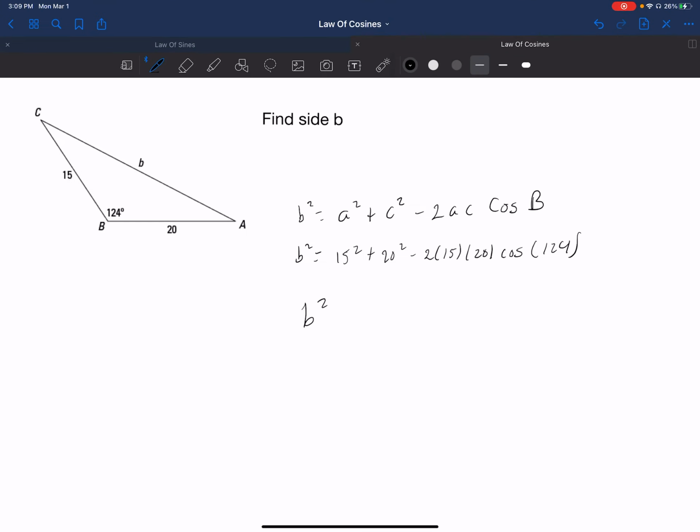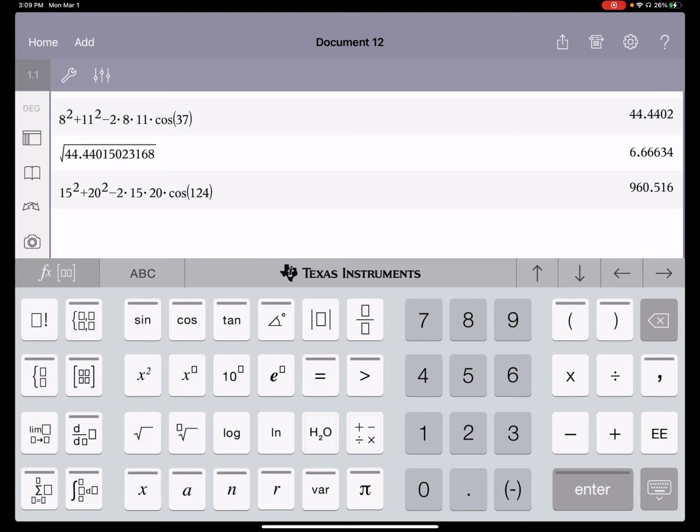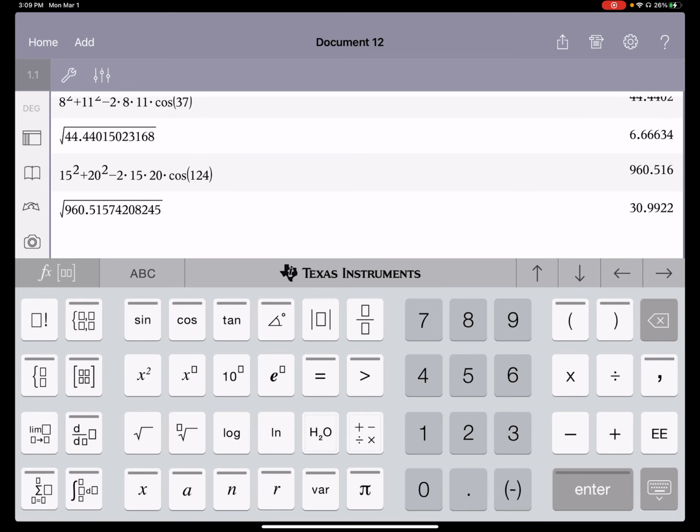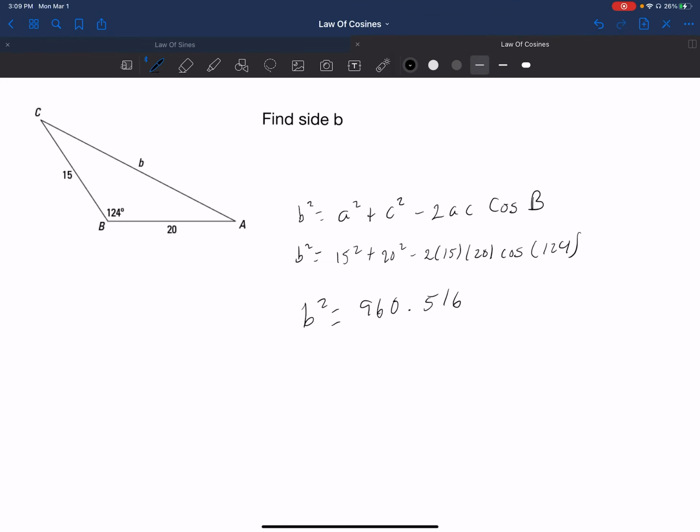So b squared is equal to 960.516. Again, all I have to do is take the square root on both sides, because I have b squared. So take the square root of the answer, press enter, and I get my answer to be around 30.99. So b is equal to 30.99 after we take the square root on both sides.